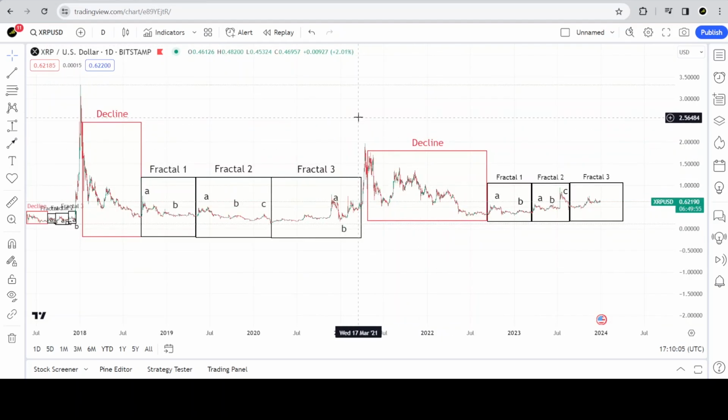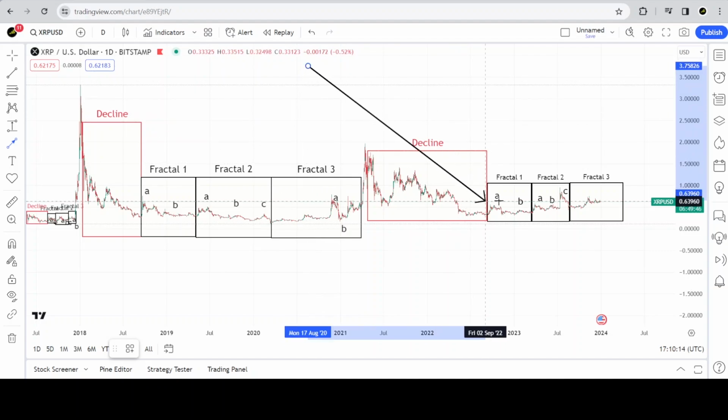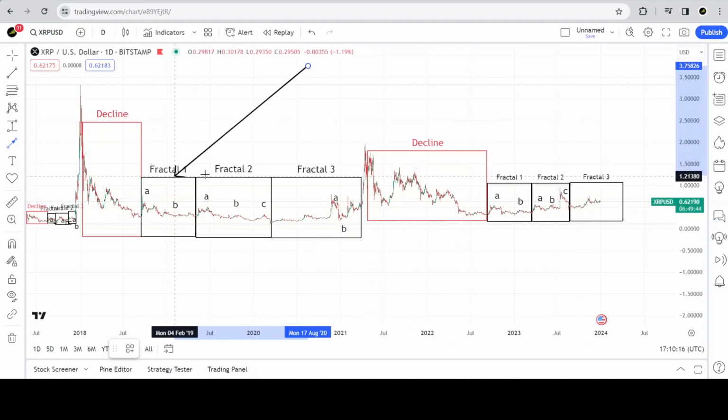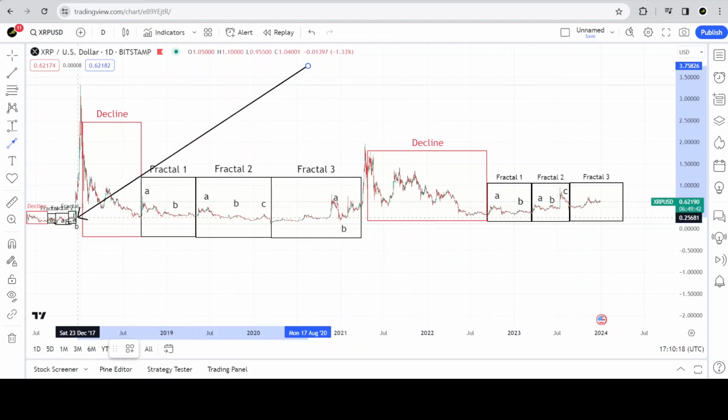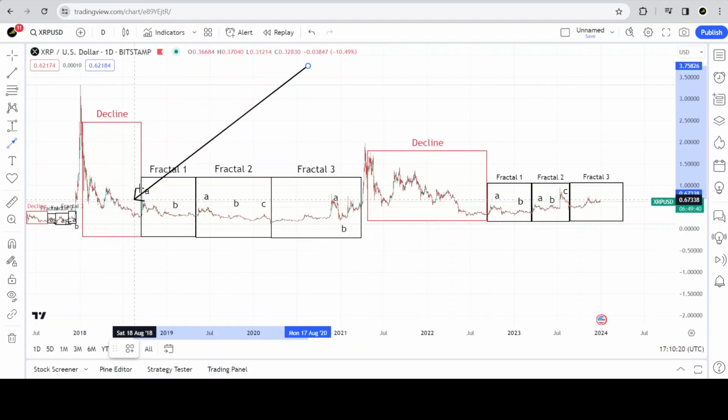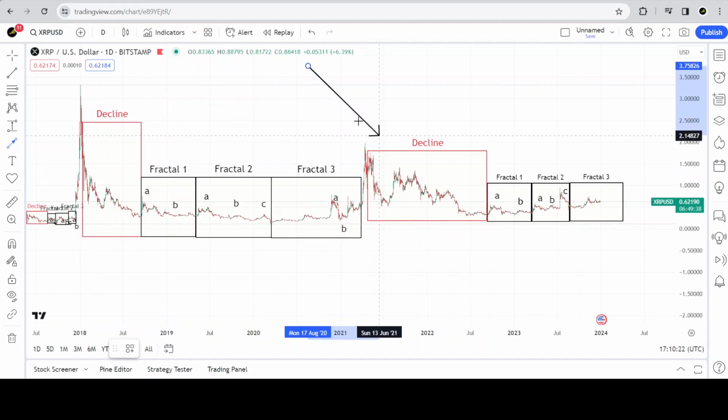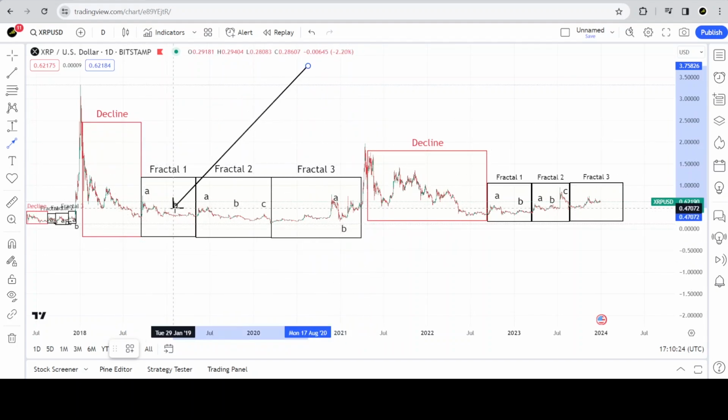So let's zoom out real quick. This is the large picture here. XRP has a repetitive macro structure. We have been going through this sideways range-bound time. We see that here. So XRP has its bull runs, it has its declines, and then in between bull runs are these sideways range-bound times.